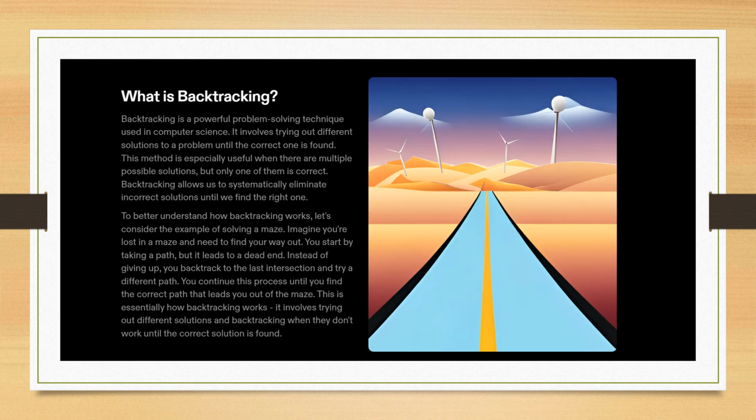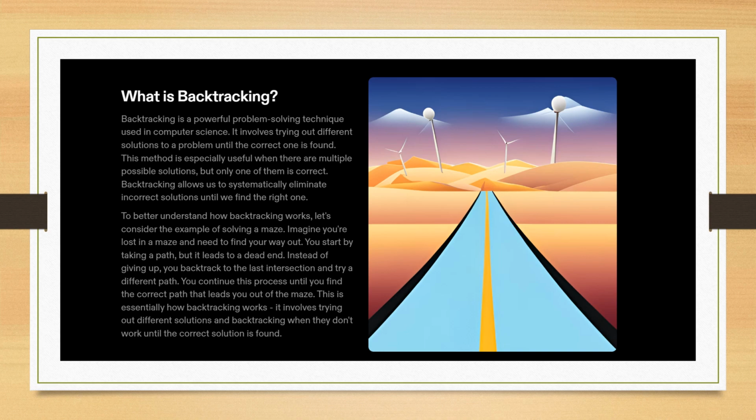So, what is backtracking? Backtracking is a powerful problem-solving technique used in computer science. It involves trying out different solutions to a problem until the correct one is found. This method is especially useful when there are multiple possible solutions but only one of them is correct. Backtracking allows us to systematically eliminate incorrect solutions until we find the right one.